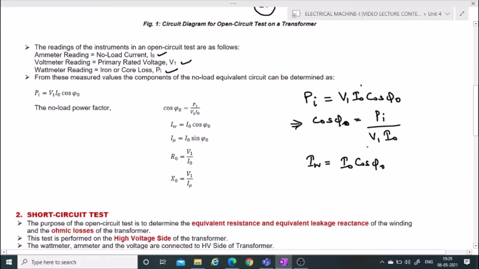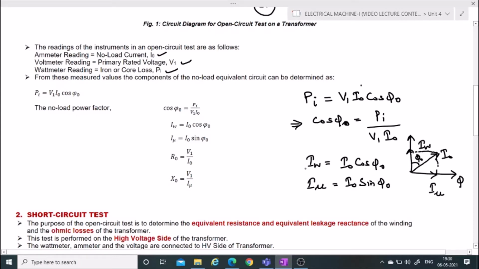which we have seen when we drew the no load phasor diagram of the ideal transformer. To recall that, we can draw here again: this is flux, as I mu is in phase with the flux. This is IW at 90 degrees, and I naught is the resultant of these two currents. This is I naught, so the angle is phi naught. So from this triangle we can calculate IW equal to I naught cos phi naught. Similarly, I mu can be written as I mu equal to I naught sin phi naught.